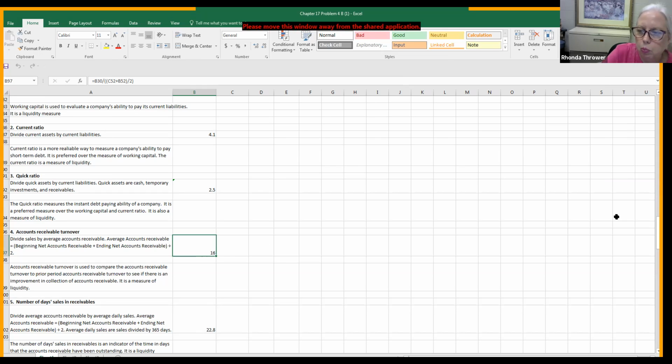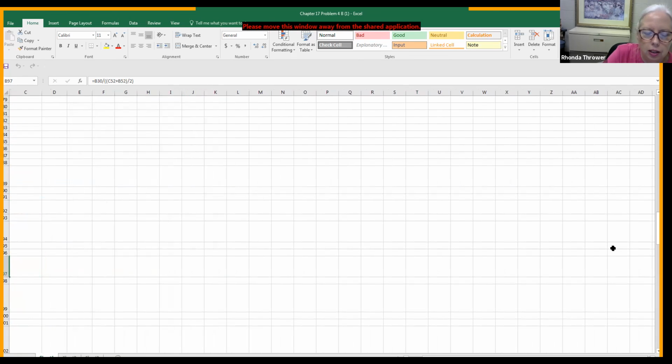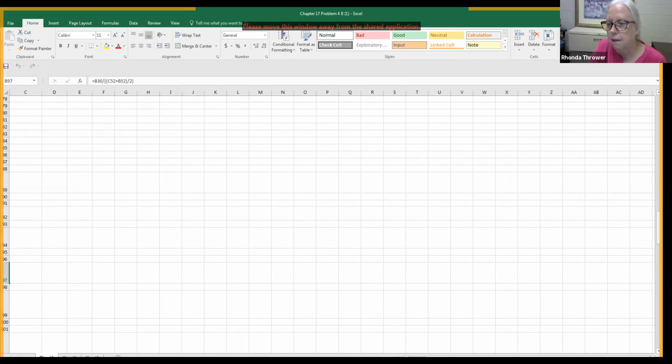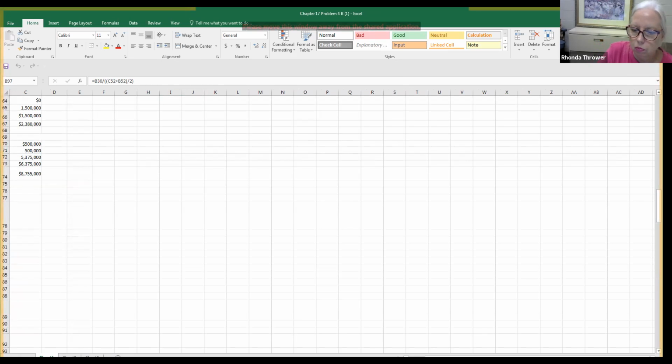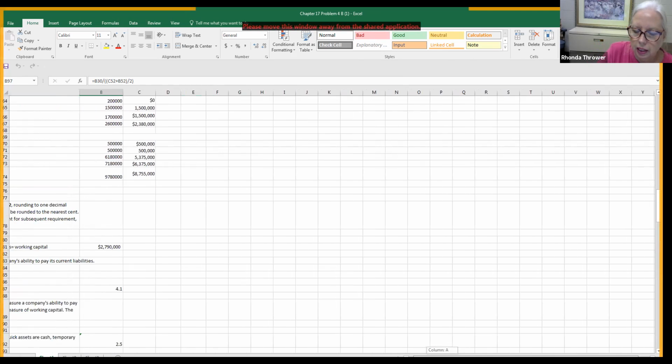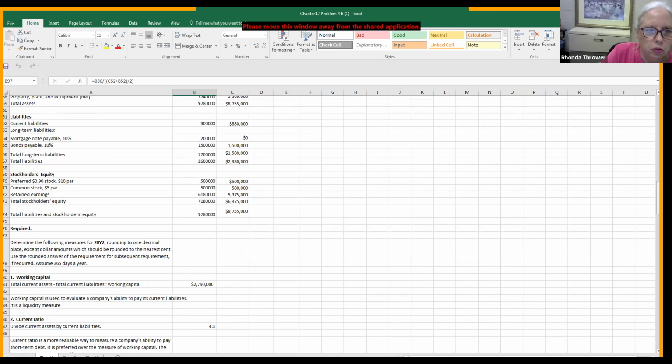And again, we would be using our comparative balance sheet. Sorry, let me get my comparative balance sheet back up there. I have a little bit of trouble seeing the lines here. There we go. So if you just bear with me just a second.